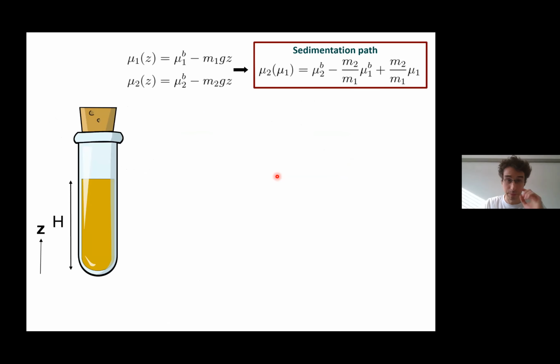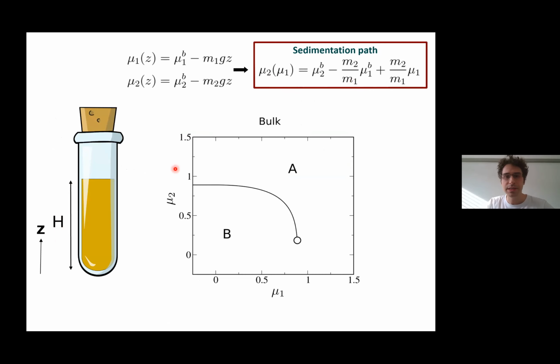Remember, we have a test tube of a given height, h, that will determine the length of the sedimentation path in the plane of chemical potential. And then we have some bulk phase diagram. This is the bulk phase diagram of the mixture without gravity, chemical potential of species 2 versus chemical potential of species 1. I have just made up this phase diagram. I have just drawn a line which has physical properties, but I have invented this line. So there is a coexistence between two phases, A and B, along this binodal line, and then it ends at a critical point there.